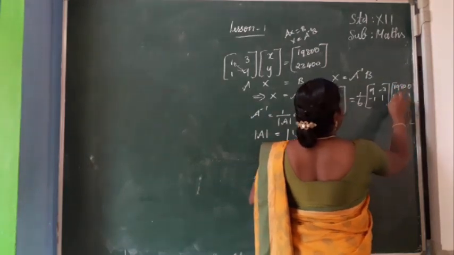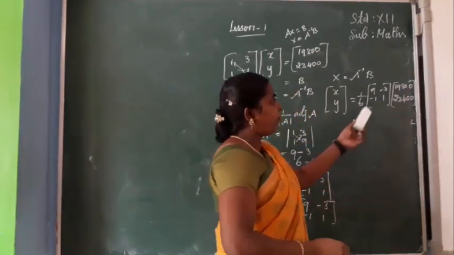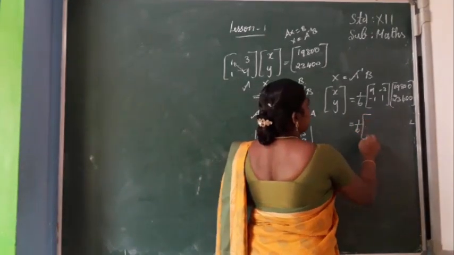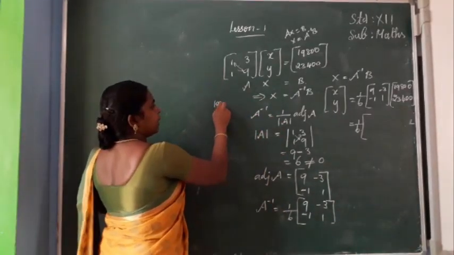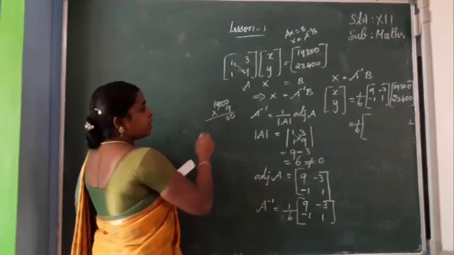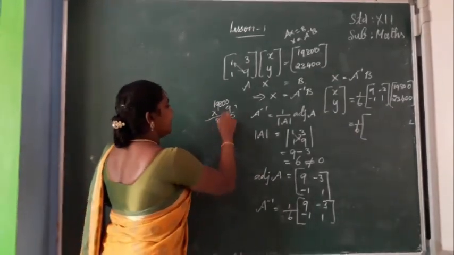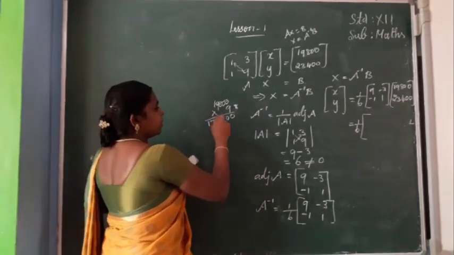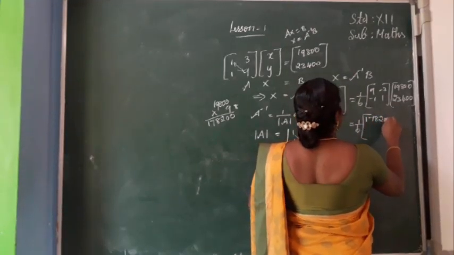B value is 19,800 and 23,400. Okay, so now you see two matrices are here. You want to multiply. First row, first column: 1 by 6 into 9 into 19,800. You multiply 19,800 into 9. So what is that? 0, 0, 9 sevens are 63... the result you got is 1,78,200.